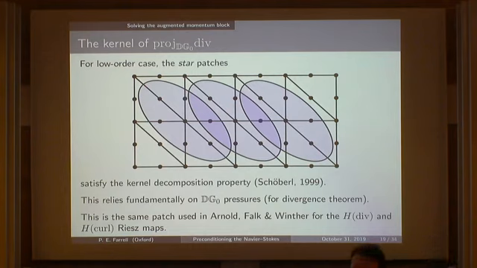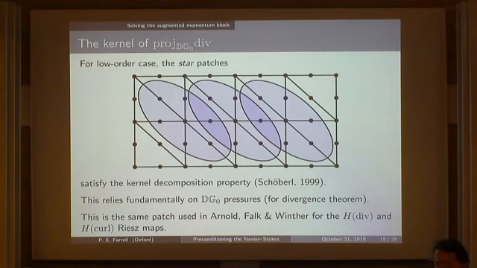You do that for all the vertices in the grid. It turns out that that is the right thing to do for this kernel of the divergence, this projection onto the piecewise constants of the divergence. I should say, this is the exact same patch that's used in Arnold, Falk and Winther for robust multigrid in H(div) and H(curl). Okay, so that's the low order case.